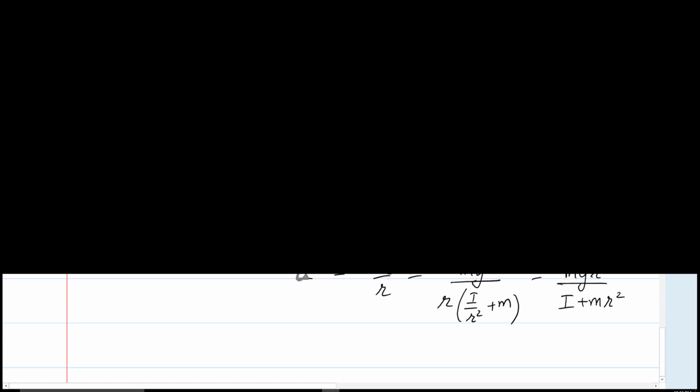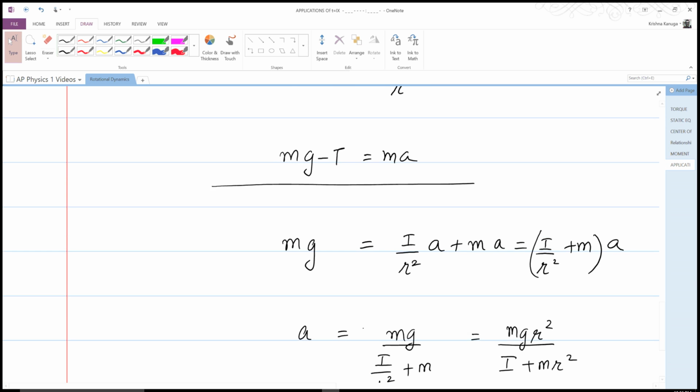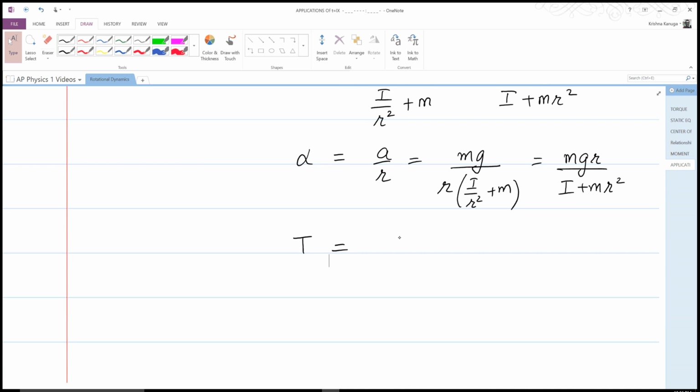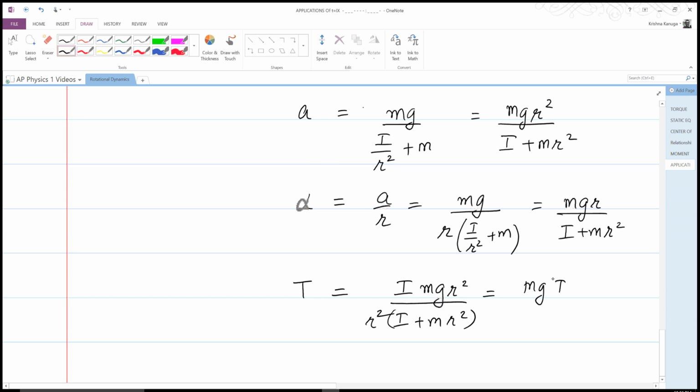Now once I know alpha or a, we are also able to find the tension in the string, which is simply equal to I times a over R squared. If we do it, I simply get I times a, which is mg R squared over (I plus m R squared), but I divide by R squared, so we are simply left with mg times I over (I plus m R squared). Okay, so simple problem.